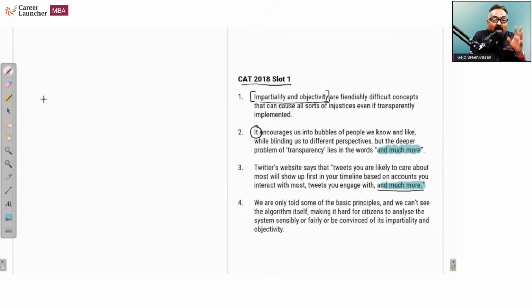Now, if you look at three, it is specifically talking about the Twitter website. So that is narrow. One is very broad. It seems that three is an example of one. Impartiality is difficult to implement. Now, look at the example of the Twitter website. That's how the conversation is going. It says a lot of things, but the problem of transparency lies in the words and much more. And much more means what? Okay. So we've got some idea.